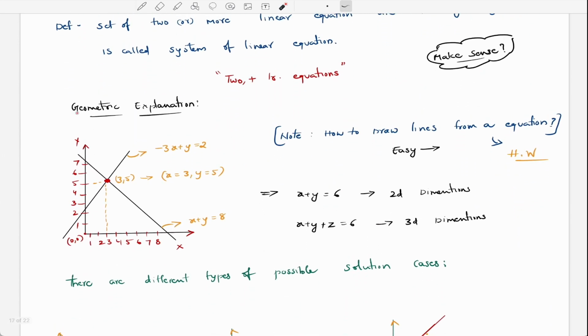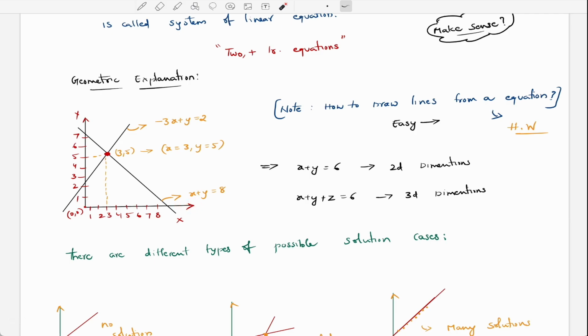I'll give you a geometric example. We have an xy plane here, and we have a line here. We have a linear equation x plus y is equal to 8. So how do we find this line, x plus y is equal to 8? You may think, how do we find this line?